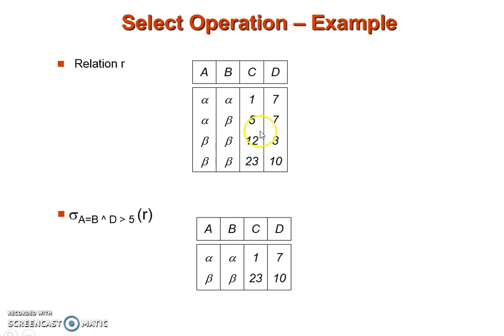Now a more general example of the select operation. Here relation R is given, which consists of four attributes A, B, C, D and its tuples. We are selecting A equals B and D greater than 5 from relation R. Checking A equals B in the first tuple, the value of A is alpha and the value of B is alpha, so it is true, and the value of D is 7, which is greater than 5. So that whole tuple is printed. In the second, alpha beta is false, so we do not select it. In the third, beta beta is true, but the value of D is less than 5, so it is false. The fourth is beta beta, which is true, and the value of D is 10, greater than 5, so it is printed. In this way those tuples are output by the select operation.